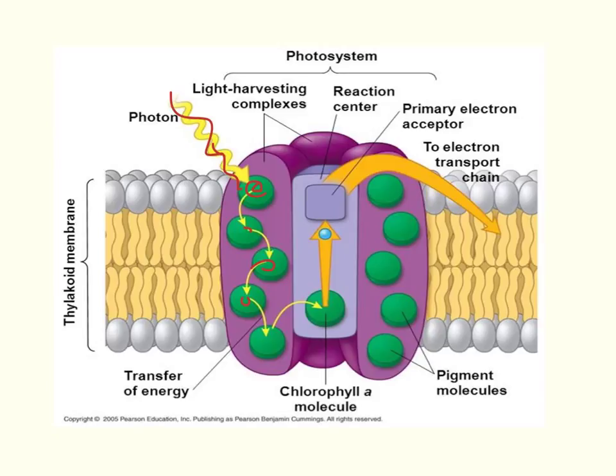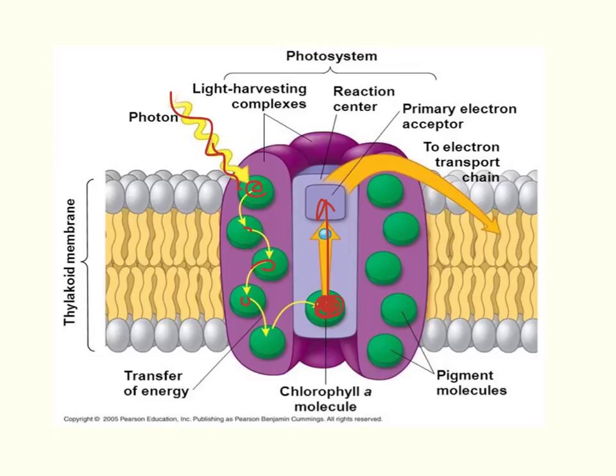Stage 2 is called charge separation. Energy is transferred to the reaction center, which sends an electron to an acceptor molecule. So the energy that builds up in the reaction center, once it builds up to a critical level, will eject the electron up and it gets accepted by a primary electron acceptor.